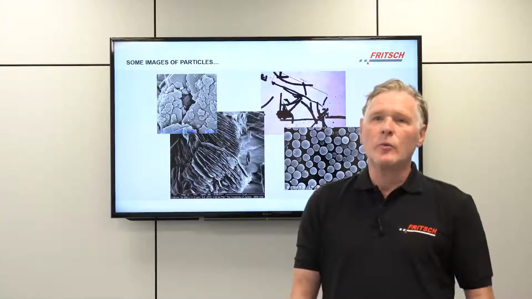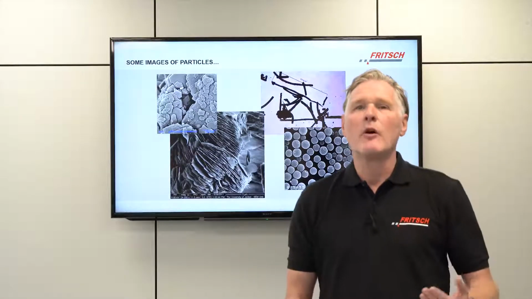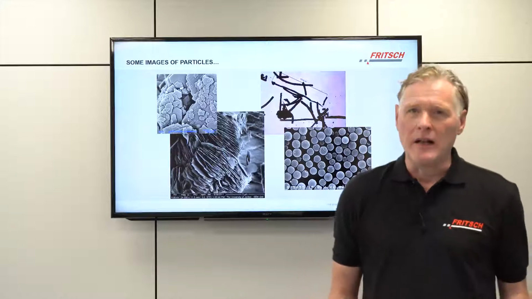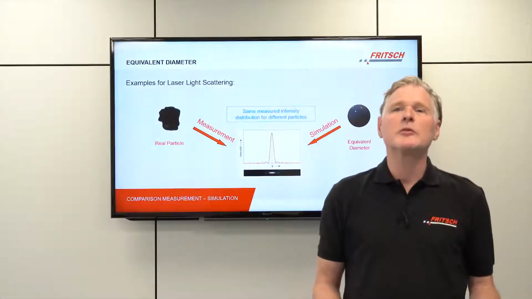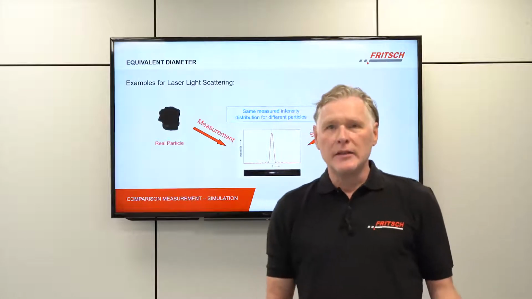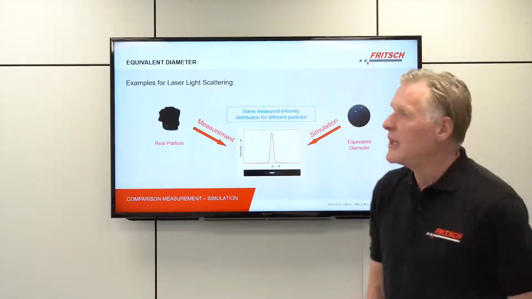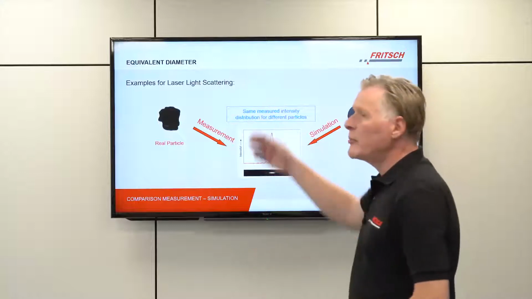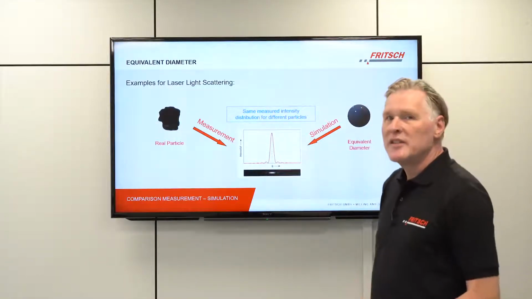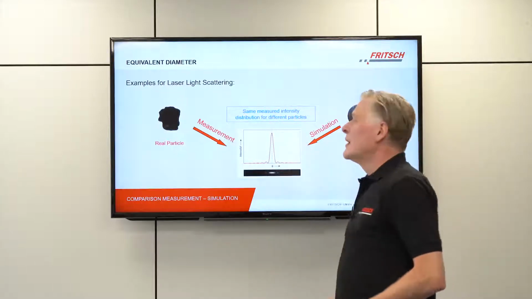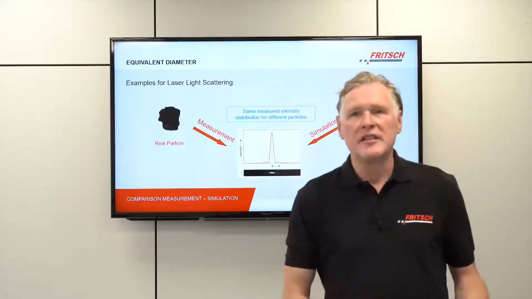Now let's take a look at what we actually get from our measurement. What is the result that we receive? Let's look at the situation in laser diffraction as an example. Here on the left-hand side you see a real particle that is illuminated by light, and this results in an intensity distribution as you see it here in the center of this image.